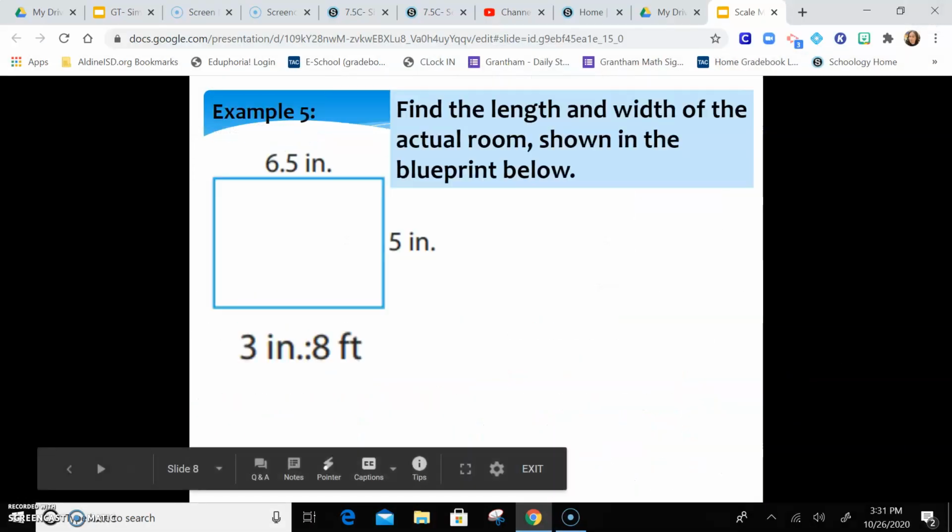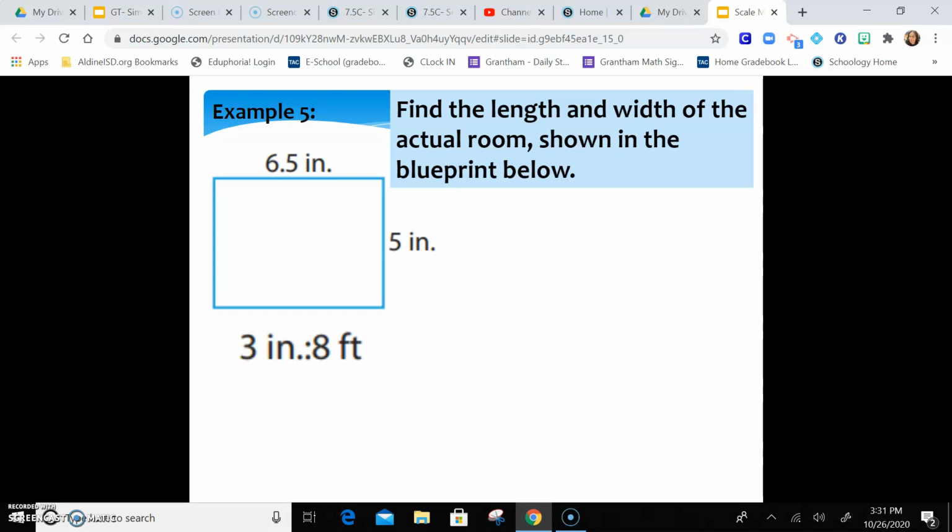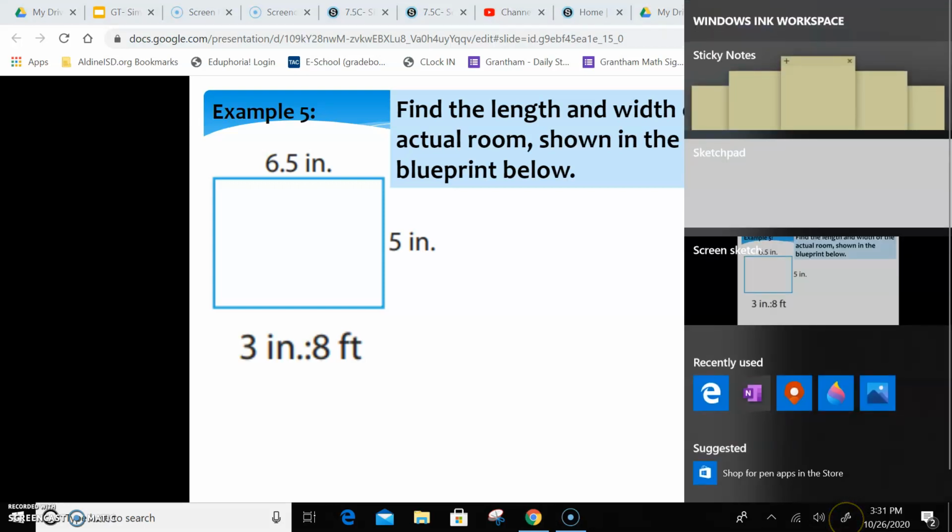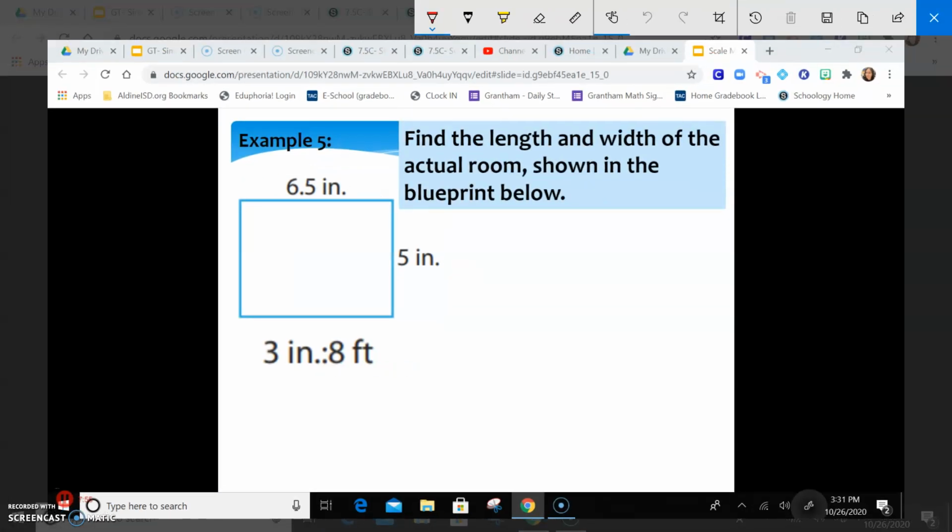And then our last example: find the length and the width of the actual room that is shown in the blueprint below. So again, this is just a drawing of what should be a bedroom or a room somewhere. And we have a scale that's actually given to us on the drawing. So this section right here is representing your scale. So this is the scale that we're going to be using to find the measurements of the actual room.